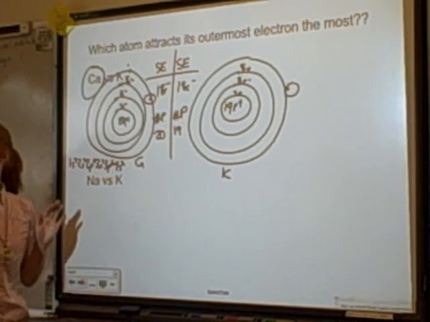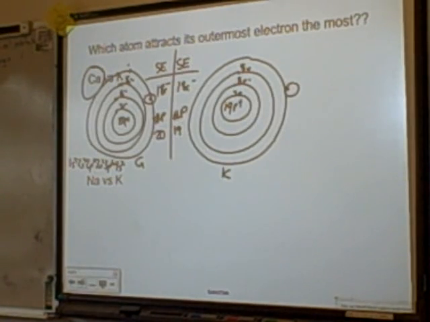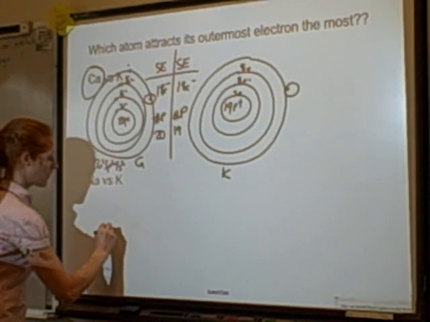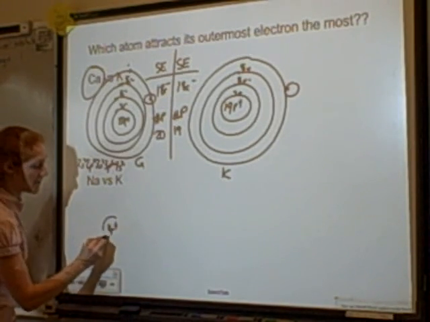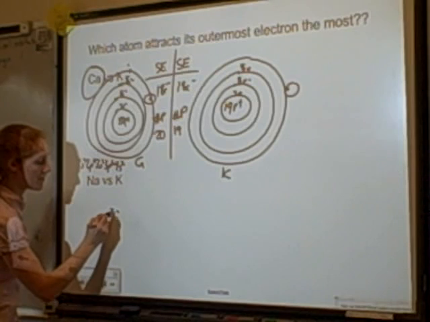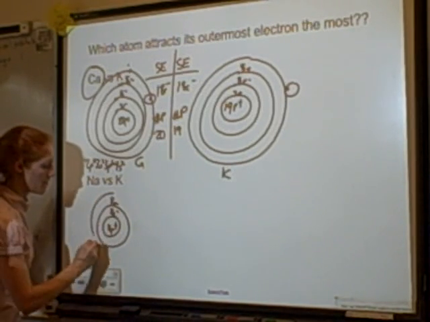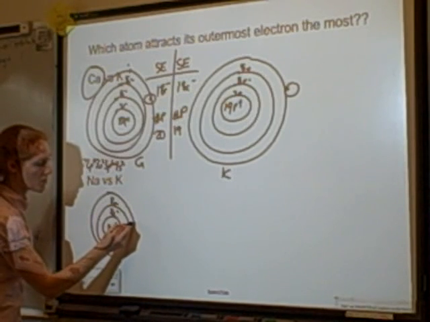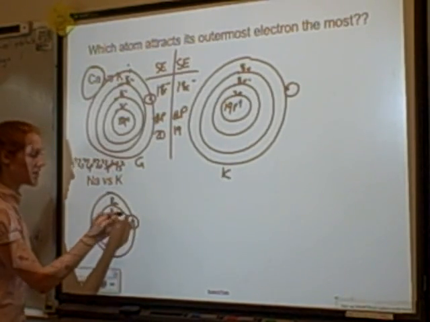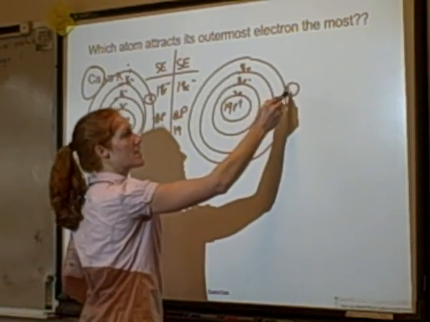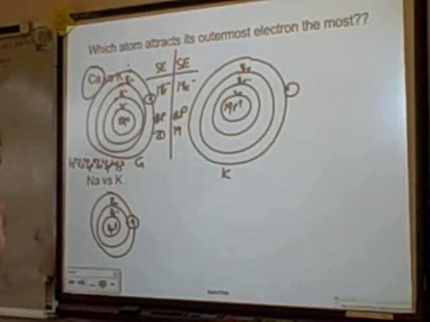Now we look at sodium versus potassium. So sodium has 11 protons, and it's going to have 11 electrons, so 2 on the first shell, 8 on the second shell, and then on that third outermost shell there's just 1. So I'm looking at how attracted this outer electron is to its nucleus versus how attracted this outermost electron is to this nucleus. We said the first thing we look at is shielding electrons.